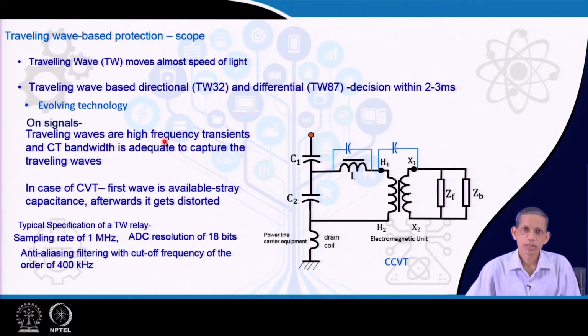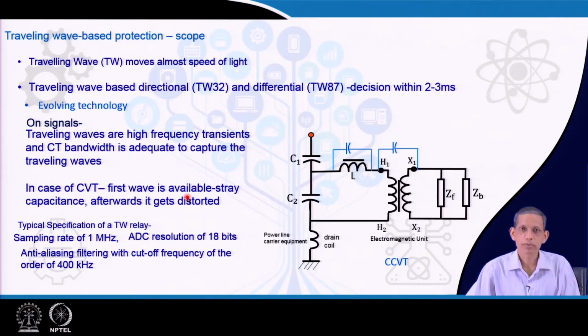On signals, we have also mentioned earlier that these are high frequency transients. CT bandwidth is compatible for extracting the current based signals for possible application, but on the CVT, because of the inductor, the voltage gets inhibited, and we may not get the proper voltage signal of the system.